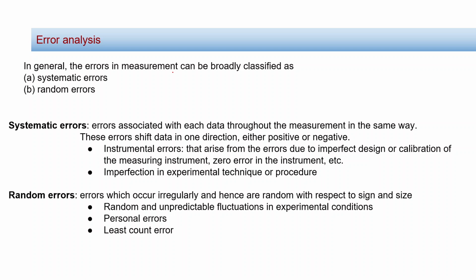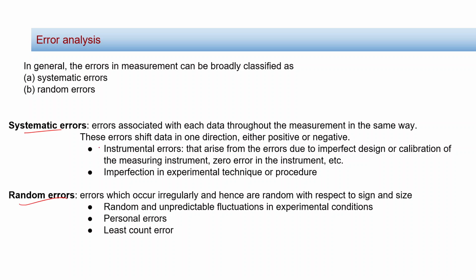In general, the error in any measurement can be broadly classified as systematic errors or random errors. Systematic errors, I'll first read this out: errors associated with each data point throughout the measurement in the same way. These errors shift data in one direction, either positive or negative. These can come from instrumental errors or imperfection in experimental technique or procedure. We had discussed these kinds of errors earlier, so I don't want to talk in detail.